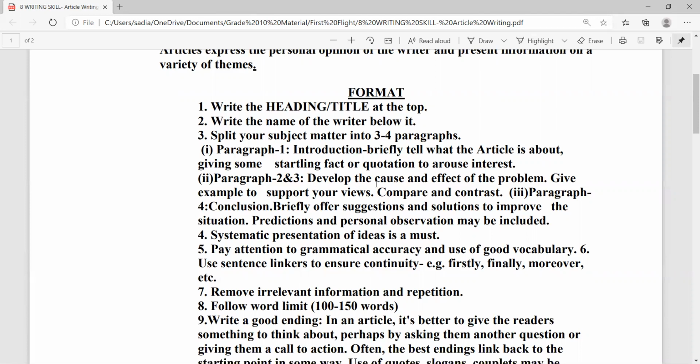Paragraph 2 and 3, you can develop the cause and effect of the problem. For example, present the problem and then give suggestions. There should be a declarative sentence, propose the problem, give examples, wind up the problem by a summative sentence or giving suggestions. Give examples to support your views, compare and contrast. Compare means to list certain similarities, contrast is to bring about the opposite ideas. You can compare and contrast using the comparing and contrasting language or the compare and contrast sentence writing frames.